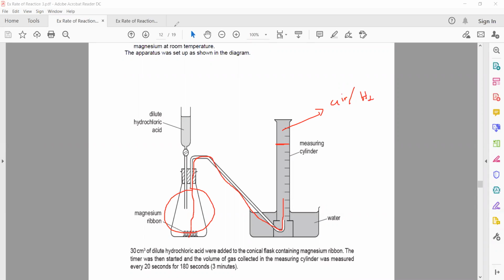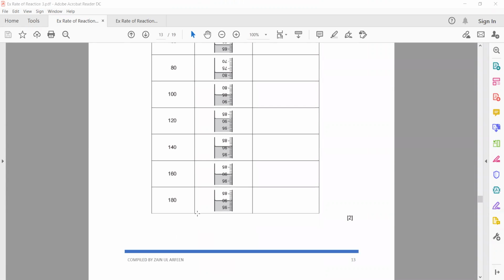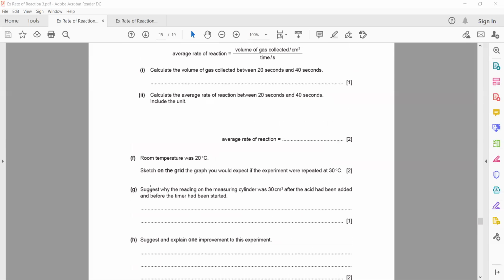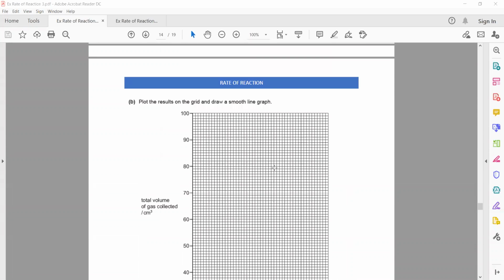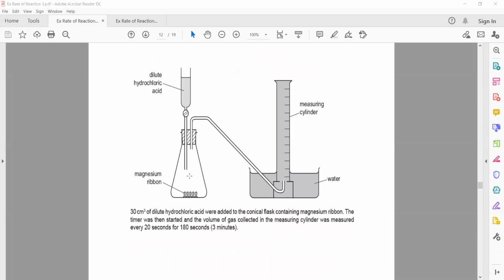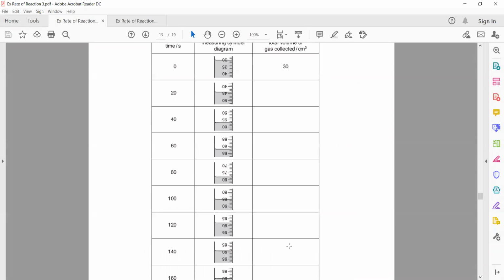So now the question was, suggest why the reading on the measuring cylinder was 30 cm³ after the acid had been added and before the timer had been started. We added the acid and did not start the timer, and the reading is 30. So what is the reason for that? Basically this results in formation of a gas which will displace the liquid in the measuring cylinder. That's why we record 30 cm³ of volume.